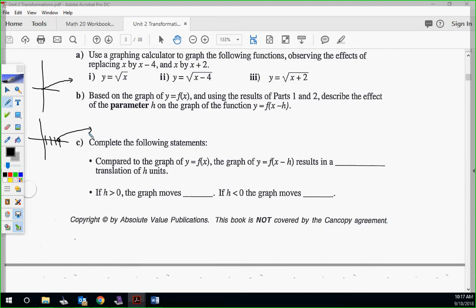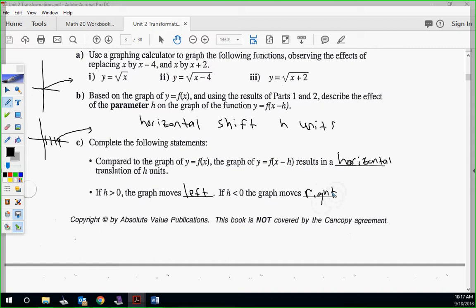So we would say horizontal shift h units. Now it's important when you say opposite because see how it's minus h? So that's what makes it the opposite. Okay, horizontal. And graph moves left, graph moves right.